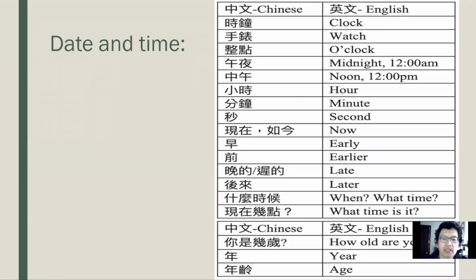You should know the English words for time as shown here. Clock, watch, o'clock. O'clock is used to tell the specific time. For example, it is now 12 o'clock. I go to bed at 10 o'clock. Midnight is 12 a.m. or 12 o'clock a.m. Noon is 12 p.m. or 12 o'clock p.m.